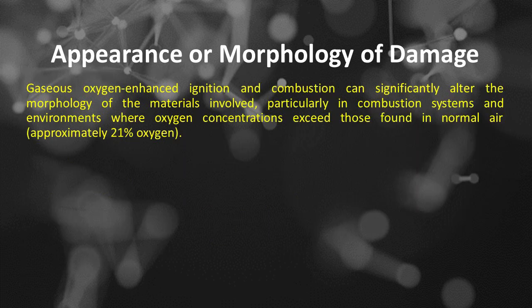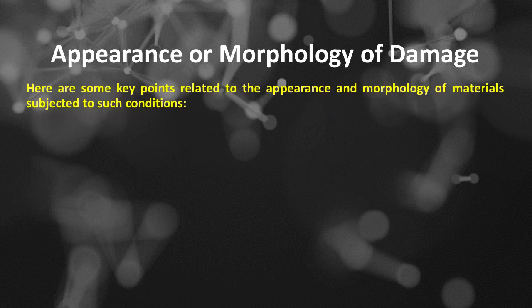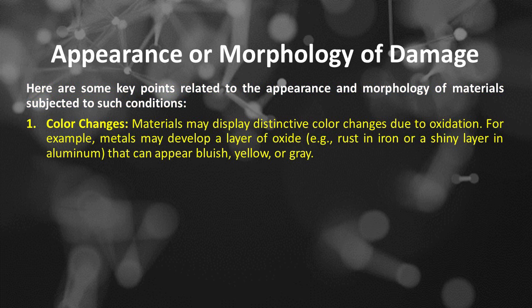Gaseous oxygen-enhanced ignition and combustion can significantly alter the morphology of the materials involved, particularly in combustion systems and environments where oxygen concentrations exceed those found in normal air, approximately 21% oxygen. Here are some key points related to the appearance and morphology of materials subjected to such conditions. Number 1 is color changes. Materials may display distinctive color changes due to oxidation. For example, metals may develop a layer of oxide, such as rust in iron or a shiny layer in aluminum, that can appear bluish, yellow, or gray.